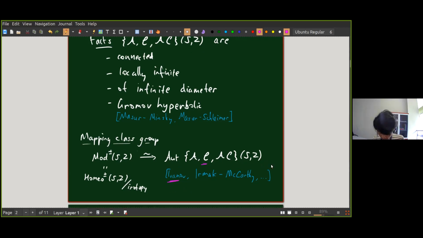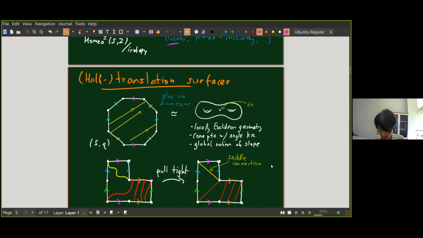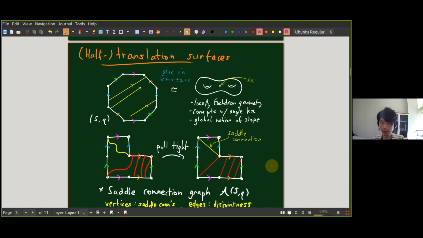So what I'm focusing on in this talk is something where you have some geometric structure. I'm going to talk about translation surfaces. For the experts, you might have seen half translation surfaces, but I'll just ignore that for this talk. So what is a translation surface? It's a surface that has a type of locally Euclidean geometry.